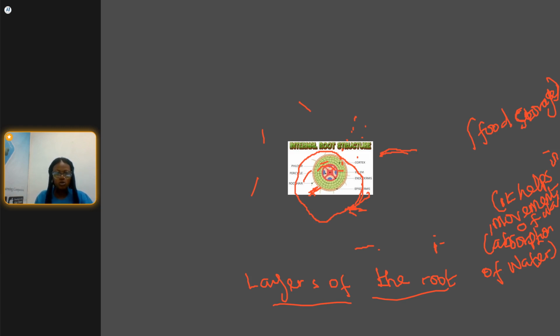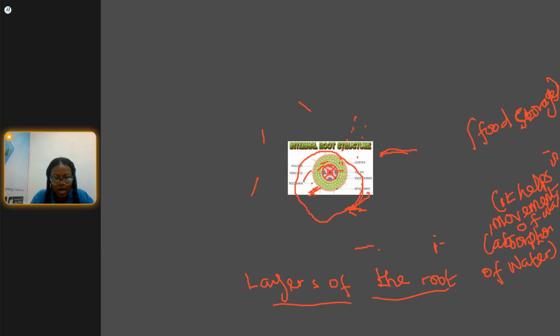And what is the function of the pericycle? It gives rise to the lateral roots. That is all these small roots. Sometimes the root does not grow straight. It has different branches even under the ground. So those branches, those parts of the root, we call the lateral root. So the root does not grow alone, it does not grow straight, it has many parts.